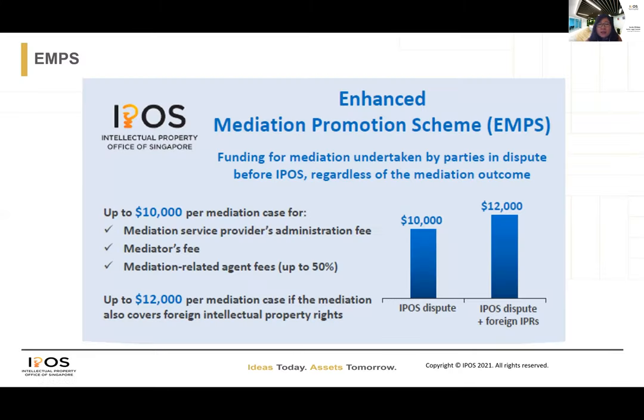Essentially, it is funding for parties where they mediate their disputes before IPOS. So as you can see on this slide, it is $10,000 per case, which means each party gets $5,000 if it is local IPs. If a foreign IP is involved, it is $12,000 per mediation case, which means each party gets $6,000. Of course, there are terms and conditions. Do approach us if you're interested in this.